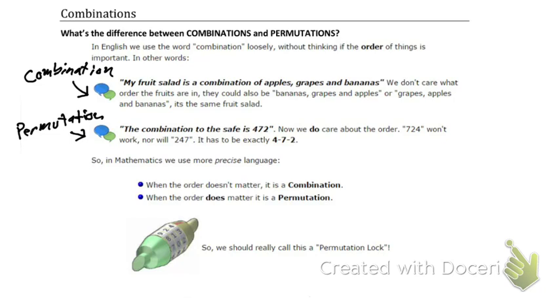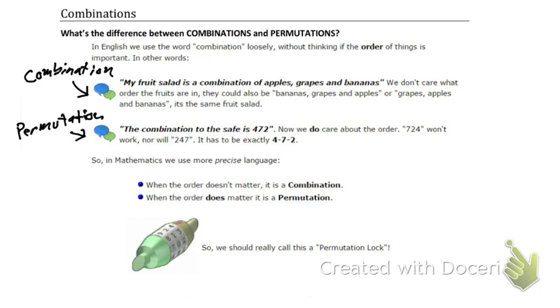So we used the example yesterday if I'm selecting 4 officers. And I specifically said we have a president, a secretary, what else we got? A vice president, and treasurer. Okay, thank you. So those are 4 specific spots. You care which one you get. So that would be a permutation.